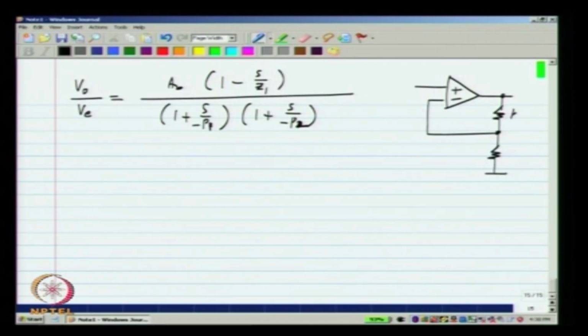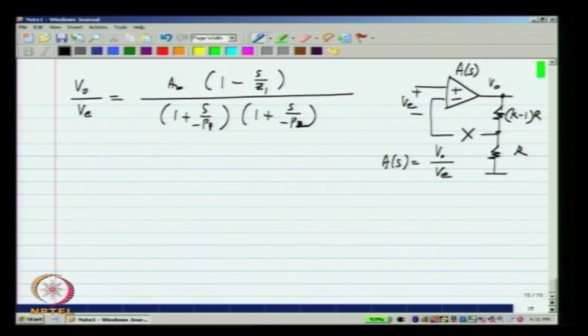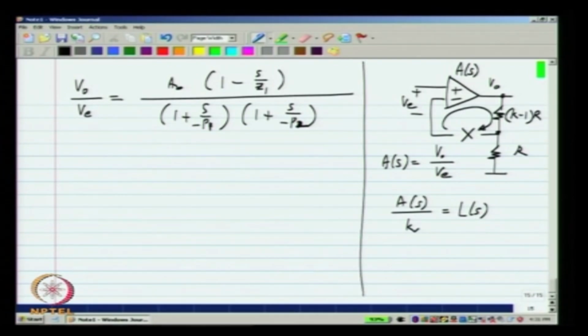So, let us say I realize an amplifier of gain k, okay. Let us say the transfer function of the op amp itself is some A of S. A of S is VO by VE. The loop gain is what I get by breaking the loop and going around it and seeing what comes back there. So, that will be nothing but A of S divided by k. Okay. This we have seen earlier. So, this is the loop gain.